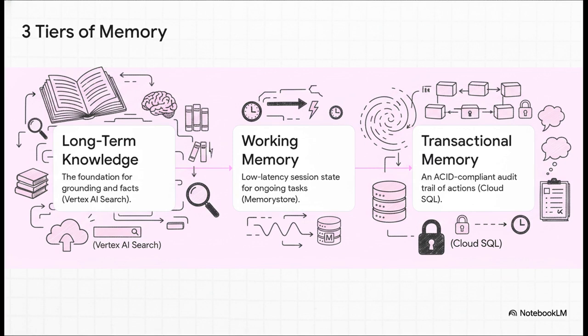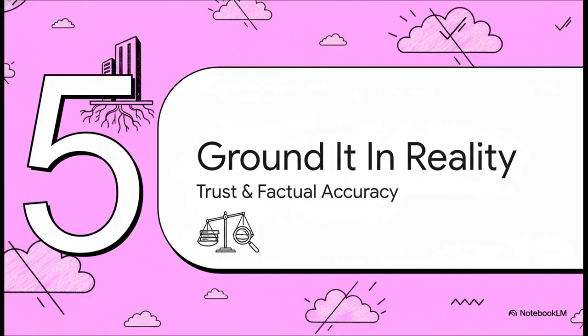And finally, there's transactional memory, a permanent, unchangeable, auditable diary of every important action it's ever taken, stored securely in a database like Cloud SQL. So, our agent has a brain, it can act, and it has this powerful memory system. But there's a catch. How do we make sure the information it's using is actually true and trustworthy? This brings us to grounding.